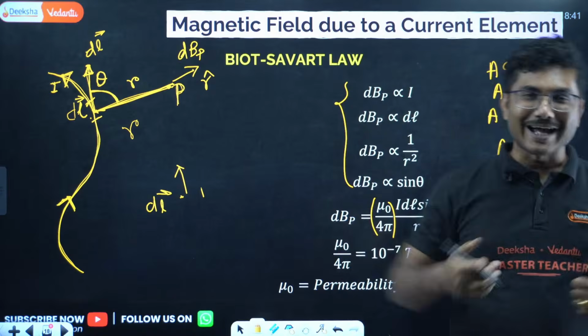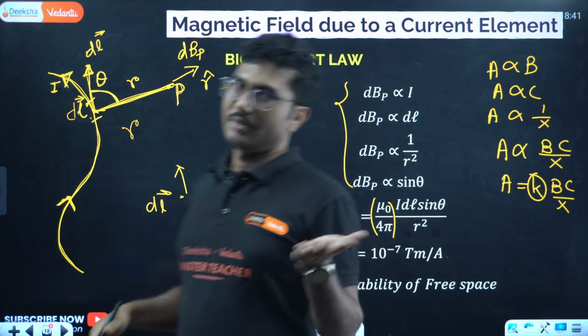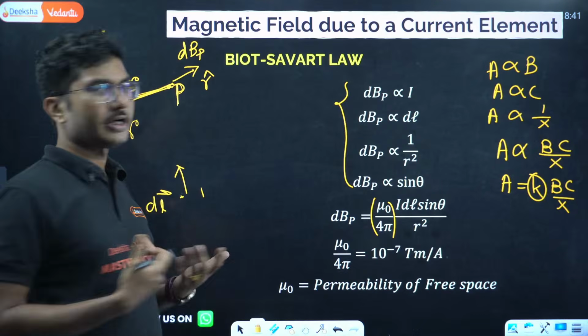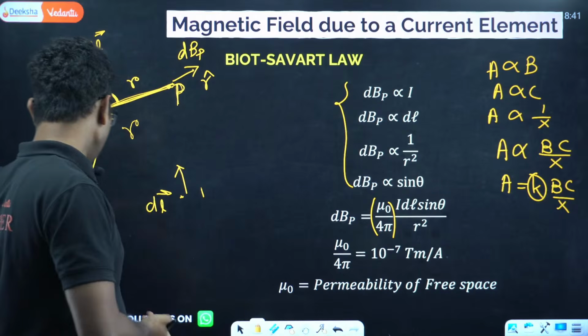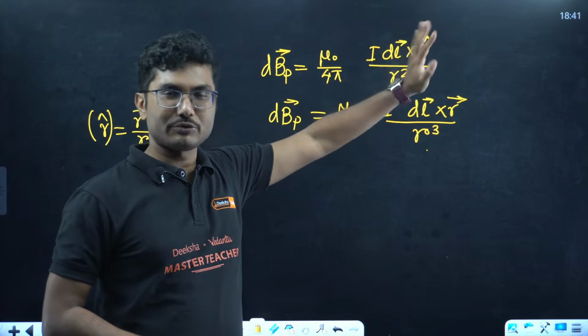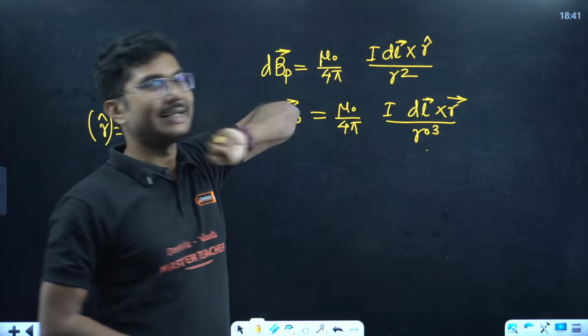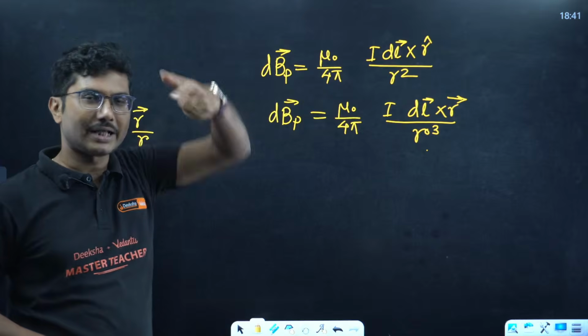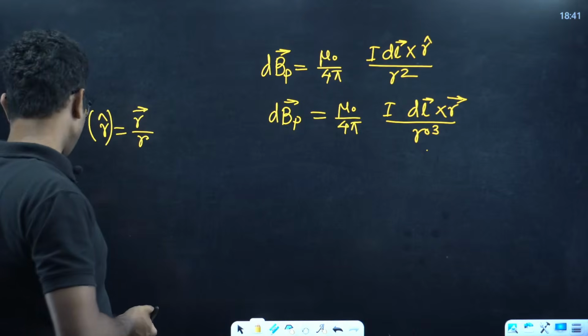So basically, this sine theta is coming from the cross product. Yes, because of the cross product, the sine theta is coming. If you are writing in the cross product format, the sine theta is not there. You might say, sir, what happens to the sine theta? Sine theta is getting absorbed by this cross. That's why sine theta is not appearing over here.